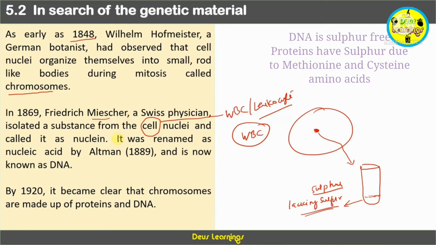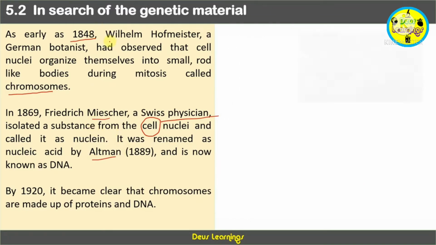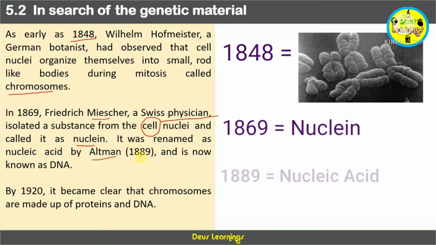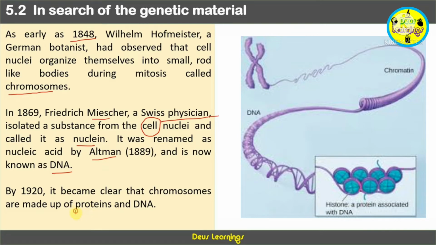Then Altman in 1889. So you can see that in 1848 they found that chromosomes are there and dividing in a cell. In 1869, Miescher isolated something from the nucleus, and because it was isolated from the nucleus, he named it nucleine. In 1889, just 5 years after Mendel died, Altman gave it the name DNA. In 1902, Sutton and Boveri proved that chromosomes are the same thing Mendel mentioned. And in 1920, it became clear that chromosomes are made up of protein and DNA. From there the problem begins actually.